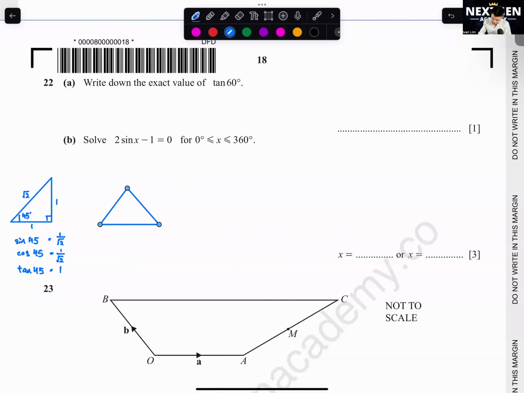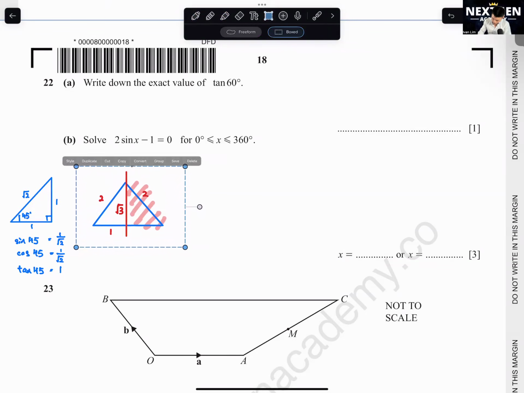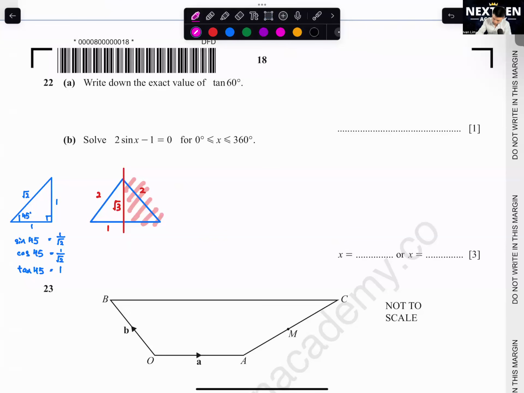For 30 and 60 degrees, we are going to draw an equilateral triangle with sides 2, then you split it into half. You only take one side. So you don't need this part here. Here will be root 3 according to Pythagoras theorem. Then this is 60. Here is 30. I want you all to write down sine, cos, tangent 30, sine, cos, tangent 60.